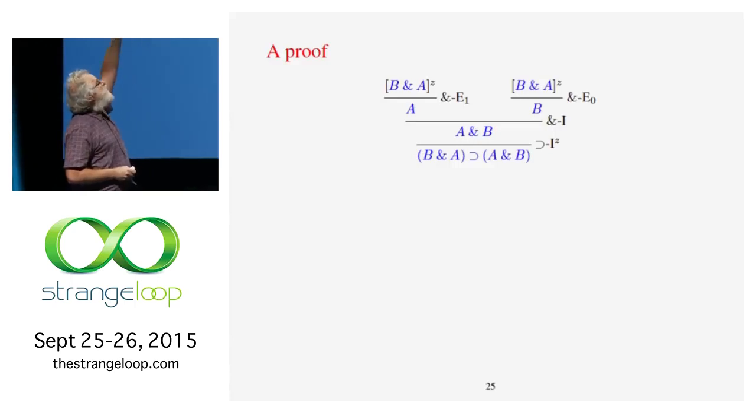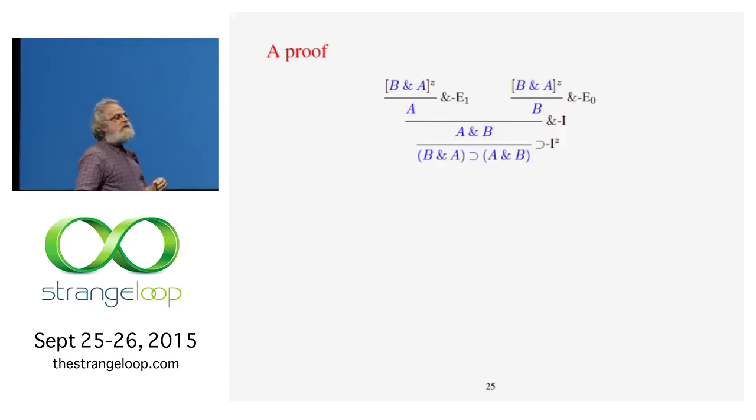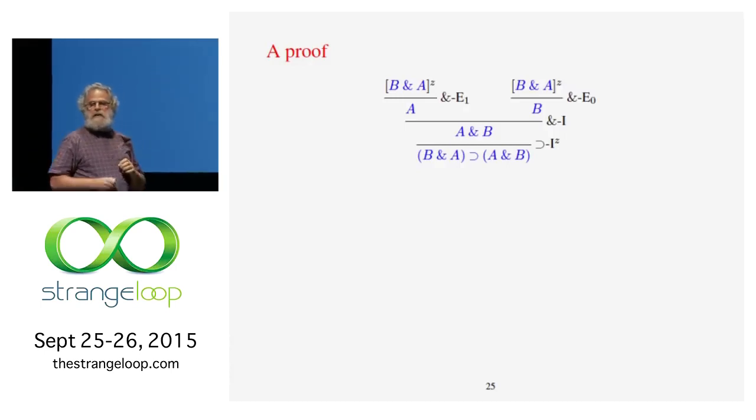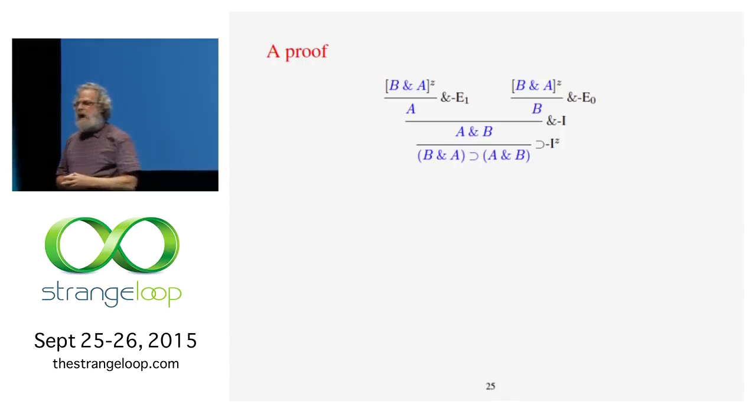It says, okay, let's assume B and A. And on the left, we say, well, if we've assumed B and A, we certainly know A. On the right, we say, well, if we've assumed B and A, we can certainly conclude B. That's using the two different elimination rules. Now we've proved A and B, so we know A and B, and now we can discharge our assumption. So with no assumptions now, we know that B and A implies A and B.